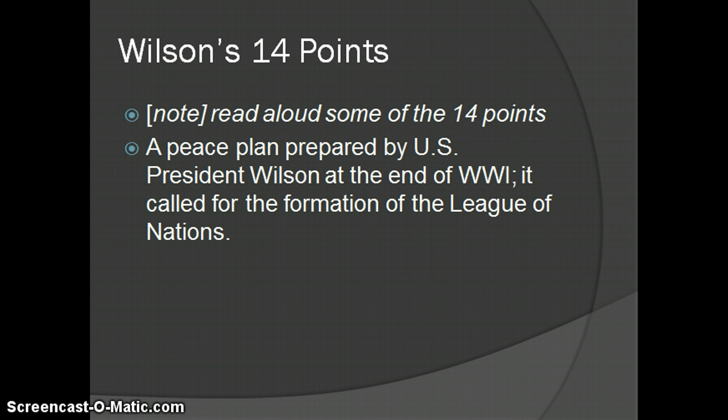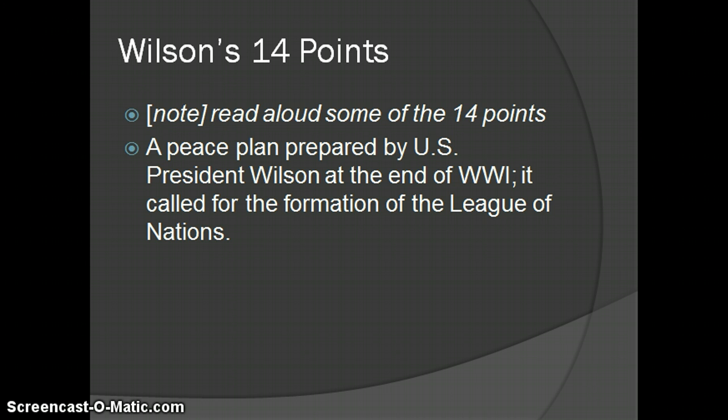Wilson's 14 points, and I'm going to read to you a few right now. The 14 points is defined as a peace plan prepared by the United States President Wilson at the end of World War I. It called for the formation of the League of Nations. Several of Wilson's points are: he wanted open diplomacy and discussions between all nations on international disagreements. That was his first point. His third point was he wanted free trade. Fourth point, he said that nations must give an advance notice before they start to militarize. He wants to prevent militarism, which was one of the causes of the war.